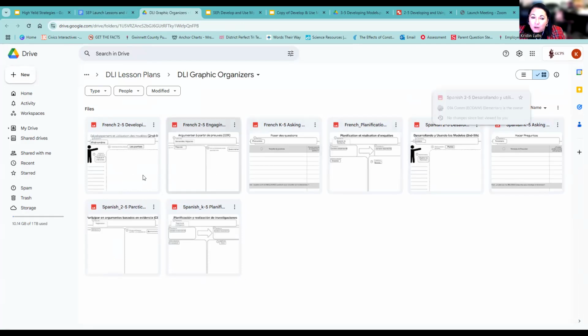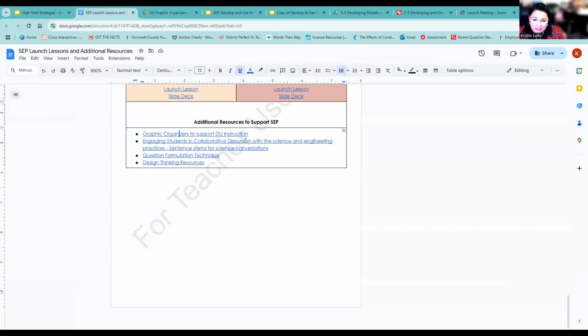So we have our graphic organizers in French, Spanish, and on some of our lesson plans, we'll also speak Korean, which we're super excited about.